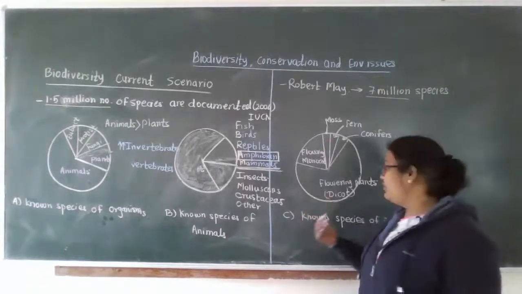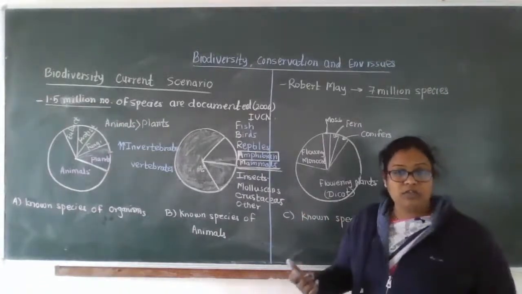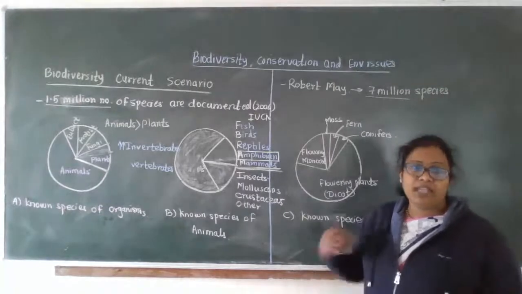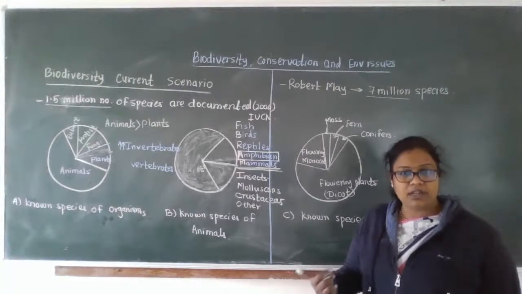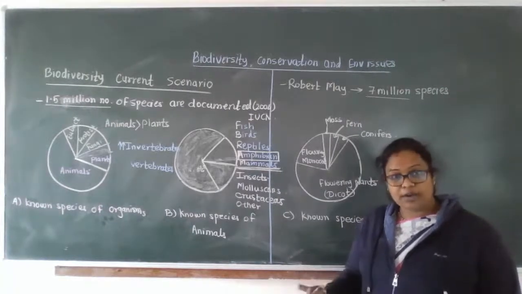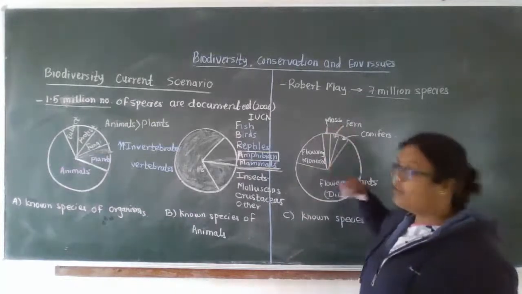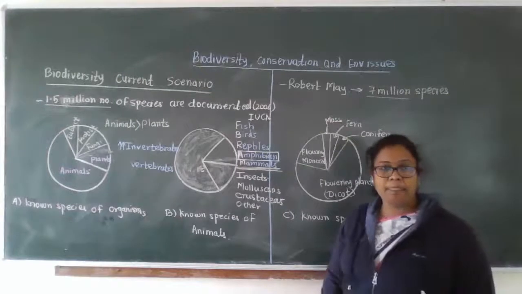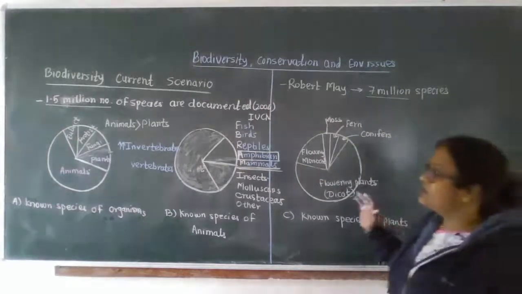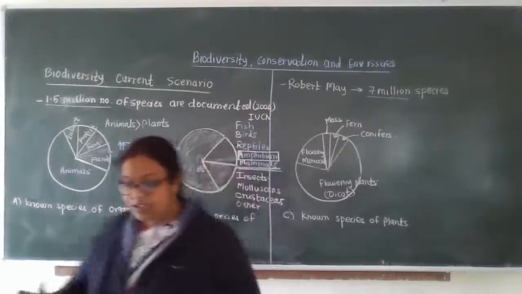So, in case of plants, dicot flowering plants are maximum. Next to it comes, sorry, after dicot, monocot flowering plants. Then the mosses, then the ferns, then the conifers are coming. So this is related with the biodiversity occurrence scenario.